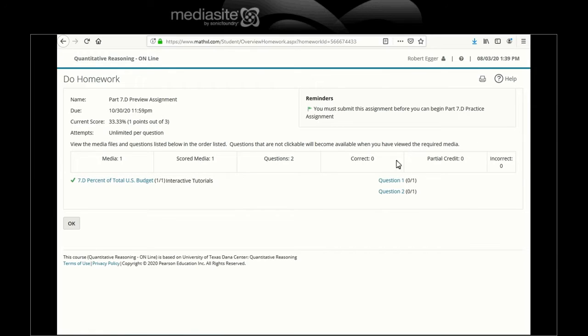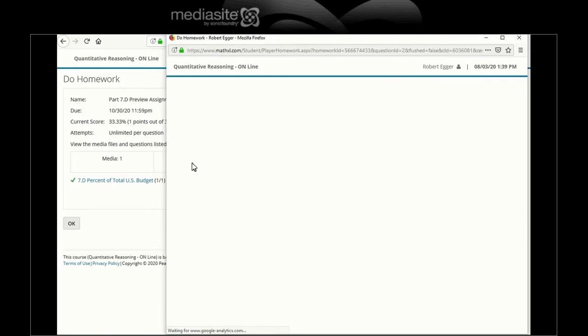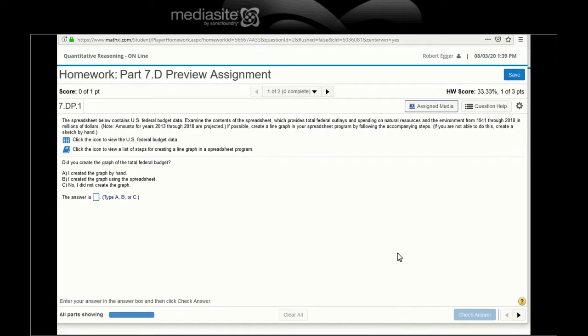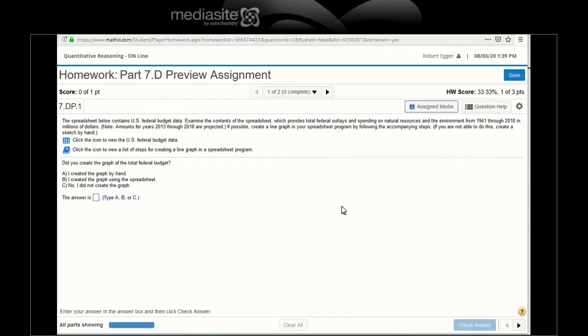So let's look at the questions. There's two questions. Let's see what they are. Question 1. The spreadsheet below contains the U.S. federal budget data. Examine the content of the spreadsheet, which provides total federal outlay and spending on natural resources and the environment from 1941 through 2018 in millions of dollars. Create a line graph in your spreadsheet program by following the accompanying steps. If you're not able to do this, create a sketch by hand.